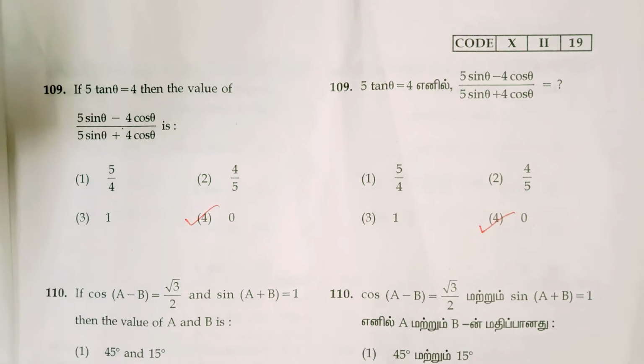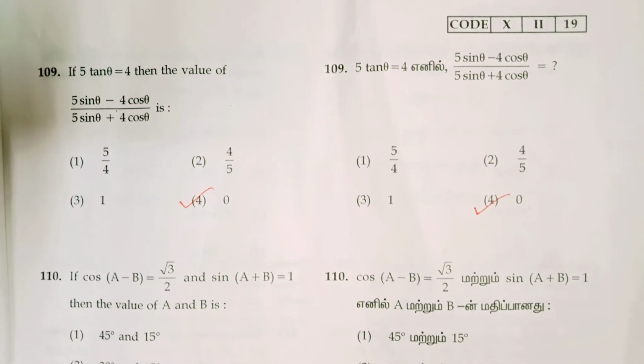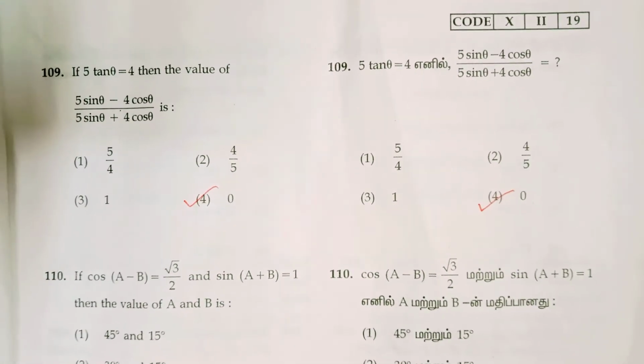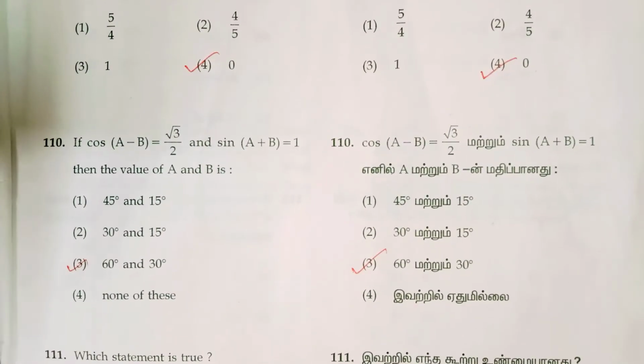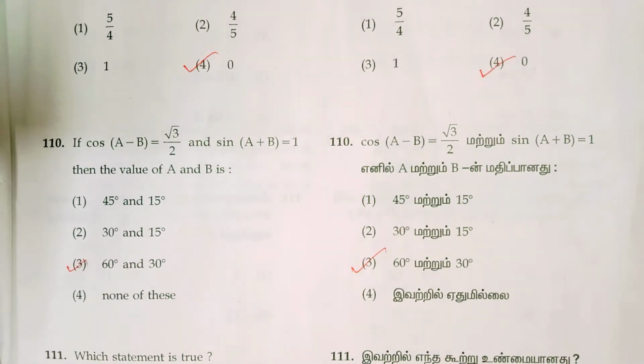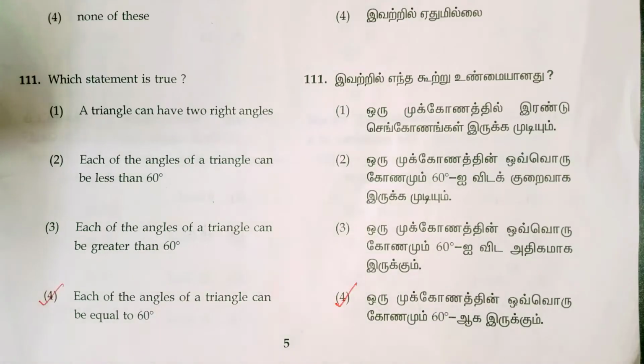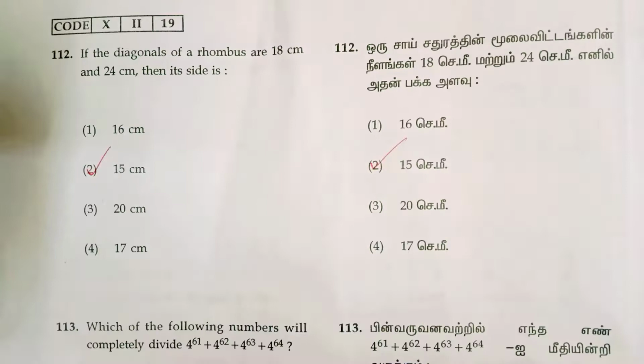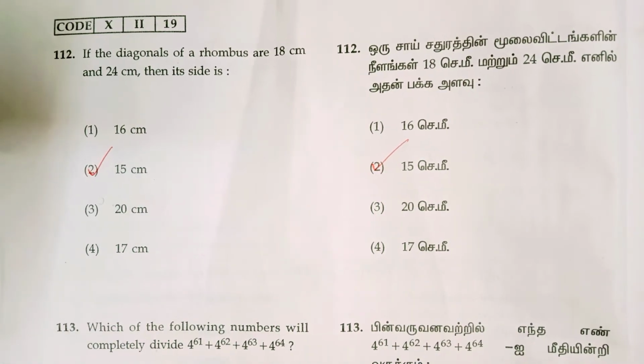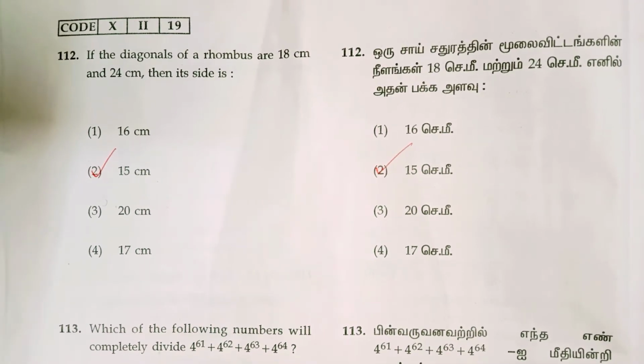If 5 tan theta equals 4, then the value of (5 sin theta minus 4 cos theta) divided by (5 sin theta plus 4 cos theta) is 0. If cos(A minus B) equals root 3 by 2 and sin(A plus B) equals 1, then the values of A and B are 60 degrees and 30 degrees. Which statement is true? Each angle of a triangle can be equal to 60 degrees is the correct answer. If the diagonals of the rhombus are 18 cm and 24 cm, then its side is 15 cm.